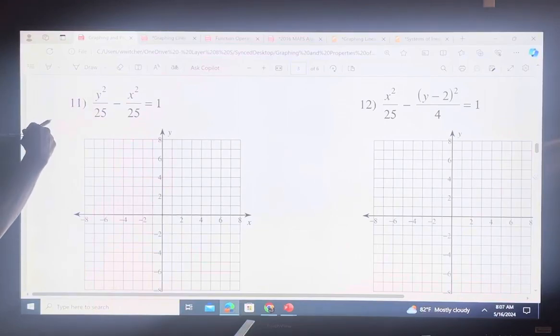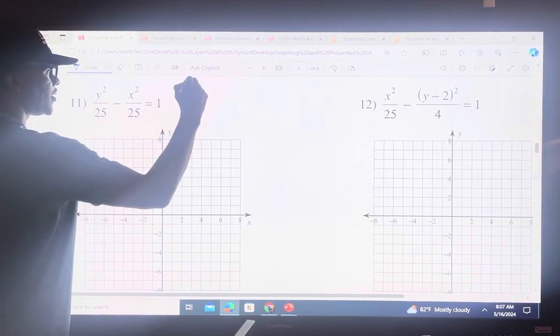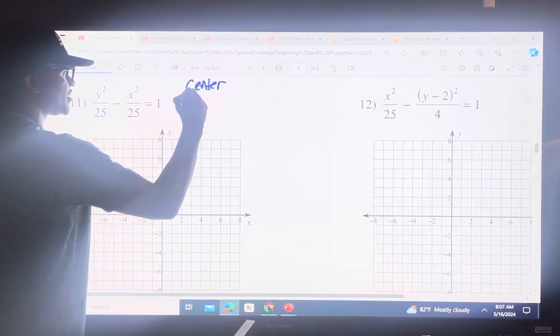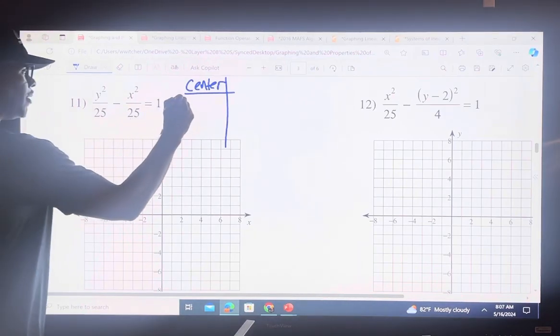So remember here, off top, you could tell in this first one, the first thing I need is the center, and we should be able to tell that the center is what? 0, 0. Yeah, 0, 0 for the center.